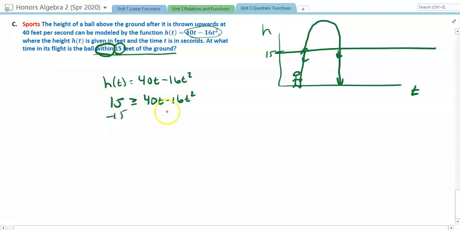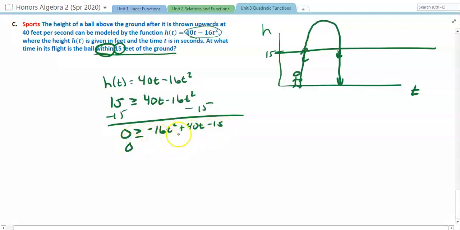So minus the 15 and minus the 15. So 0 is greater than or equal to, and I'm going to reorder some things here, negative 16t squared plus the 40t minus the 15. I could divide by the two negatives and get this to flip around. But here's what's going to happen if I divide by -1, right? If I divide by -1, it means I also have to flip this inequality. So don't forget about that, right? Those rules don't go away just because I'm dealing with a new type of problem, right?